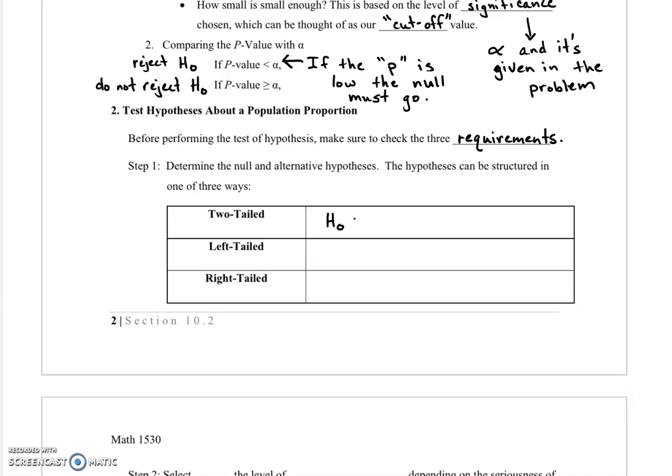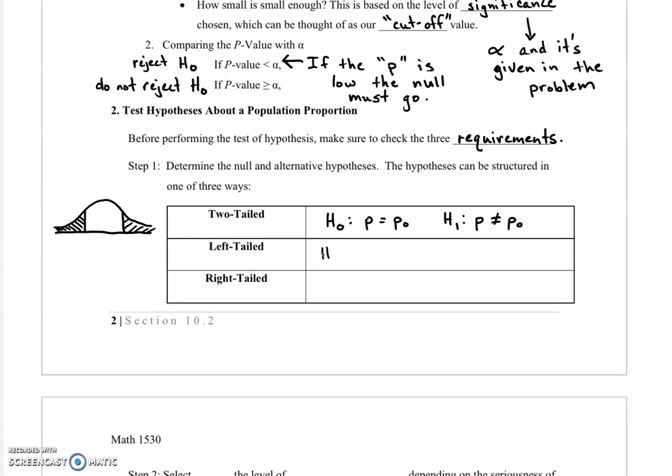If H0 is P equal P0, which it's always going to be, and H1 is P not equal to P0, that's a two-tailed test. And so what that looks like is if we have our normal curve, we're looking at the 2 tails and the probability in those 2 tails.